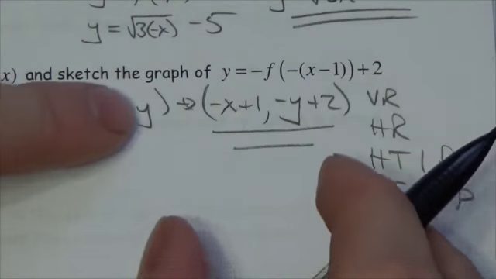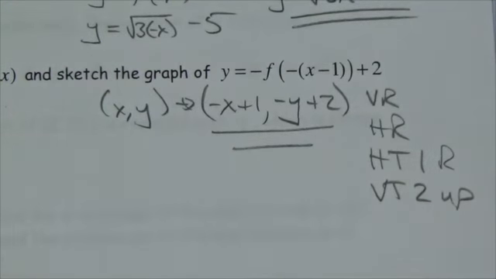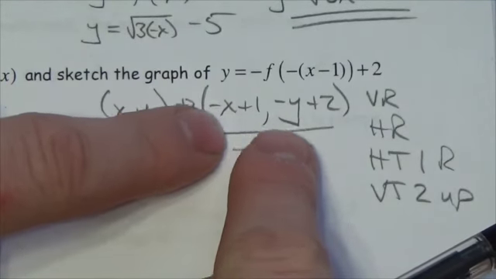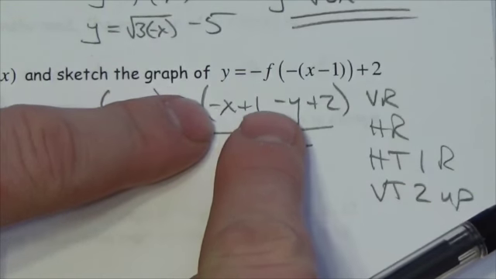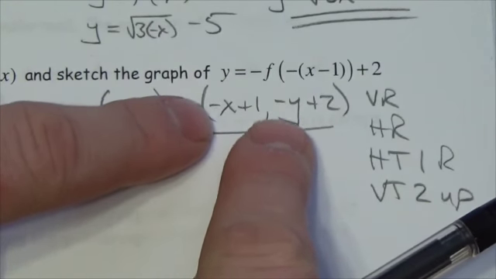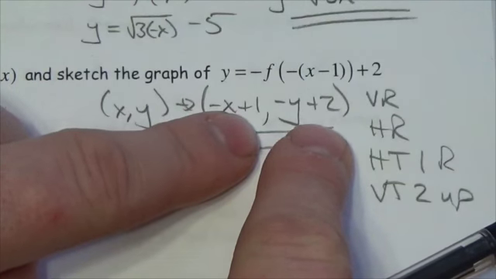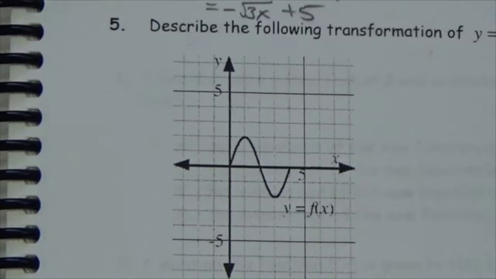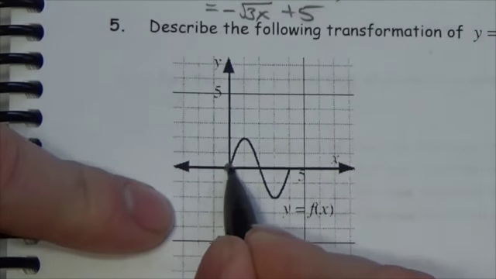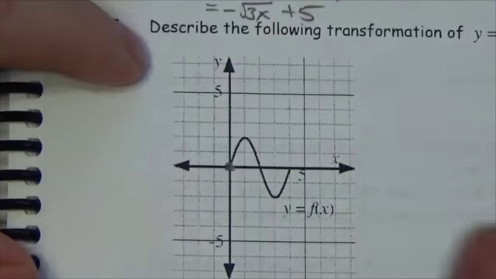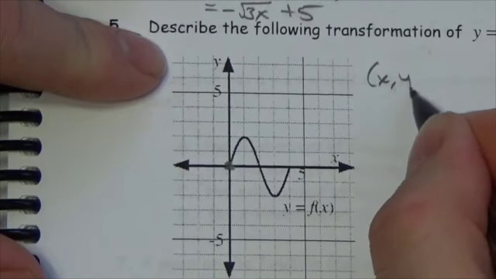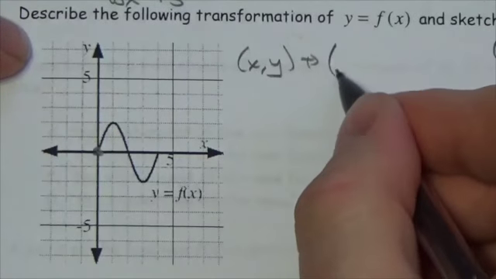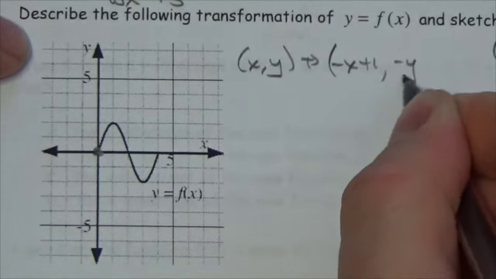So now I'm going to do these things step by step. Bear in mind that multiplying by the negative in front of both those variables happens before I do the translation. Now, let's take a look at the key points here. I will list this off here to make this easier for myself. I'm pretty lazy. So I'm going to make this negative x plus 1 comma negative y plus 2.